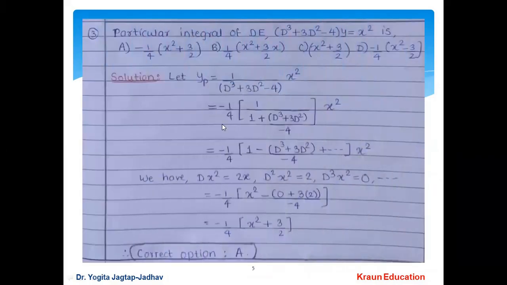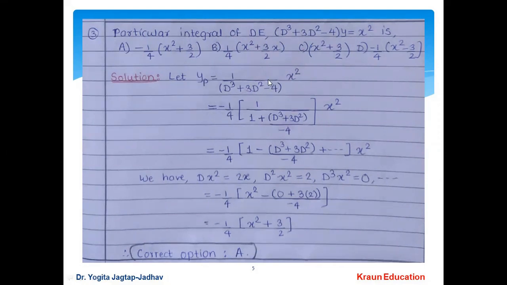Now look at this third example. Here you have to find the particular integral of (D³ + 3D² − 4) operating on y equal to x². According to the definition of the particular integral, it is equal to 1 upon (D³ + 3D² − 4) operating on x².